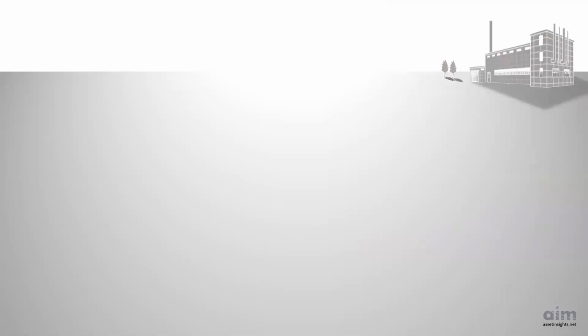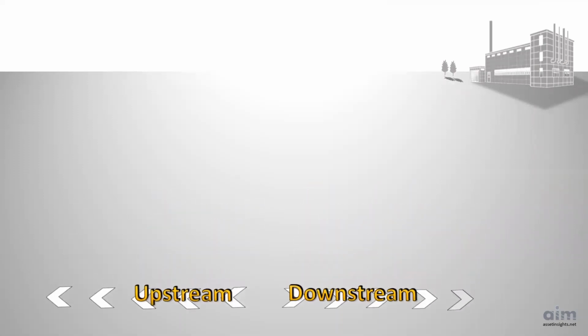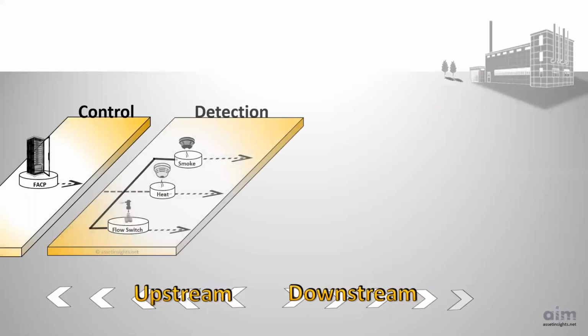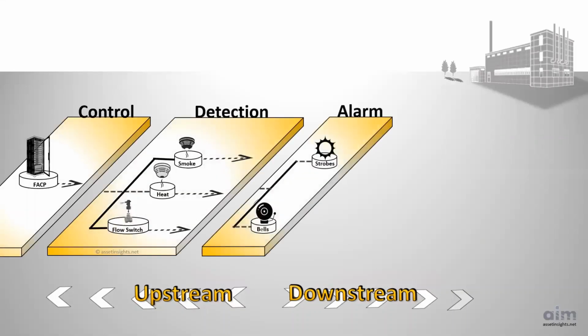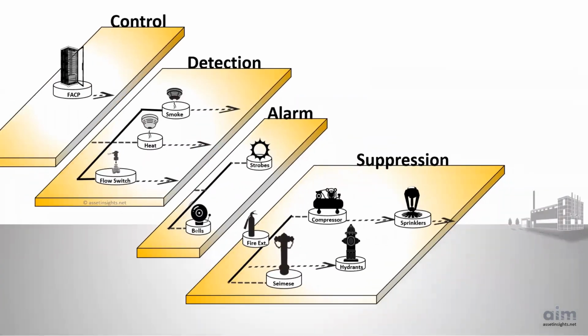A more sophisticated approach is to arrange the assets into a flow diagram with upstream and downstream relationships between each asset. For example, a fire safety system can be organized into assets that control all the equipment, that detect fires, trigger alarms, and suppress fires. These asset interdependencies can then be used as building blocks to construct an asset hierarchy.